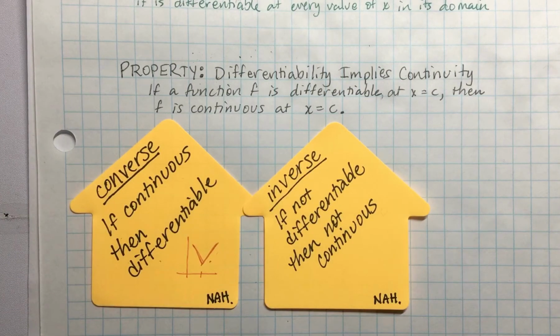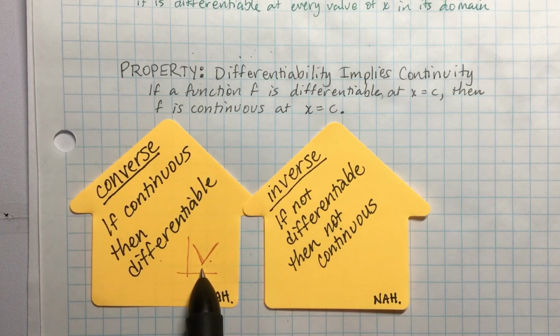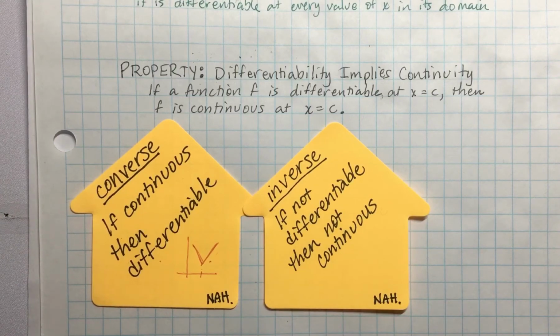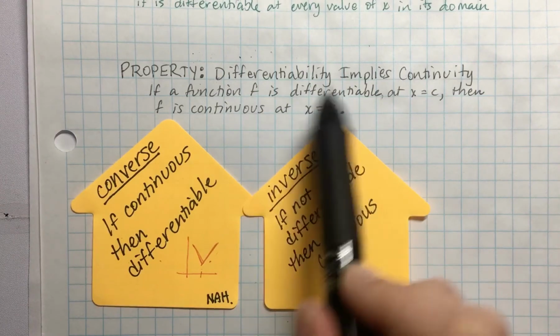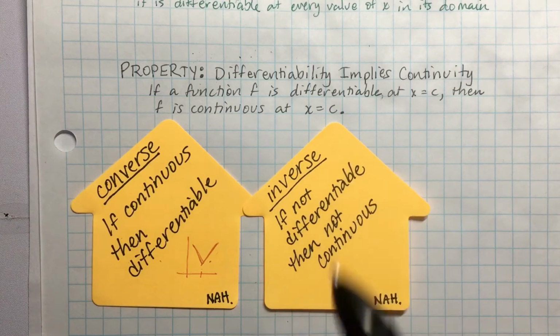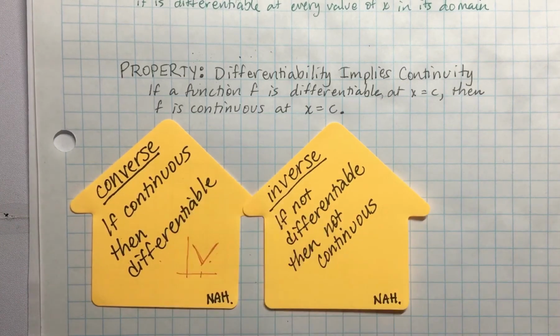If not differentiable, then not continuous. So here's your counterexample. Actually, same graph again. It's not differentiable at c, but wait, it is continuous. So that way doesn't work necessarily. And now here's a cool thing. If you have an if-then statement that's true, like if differentiable at x equals c, then continuous at x equals c, if you make both things negative and you switch the order, it's like you put converse and inverse together.